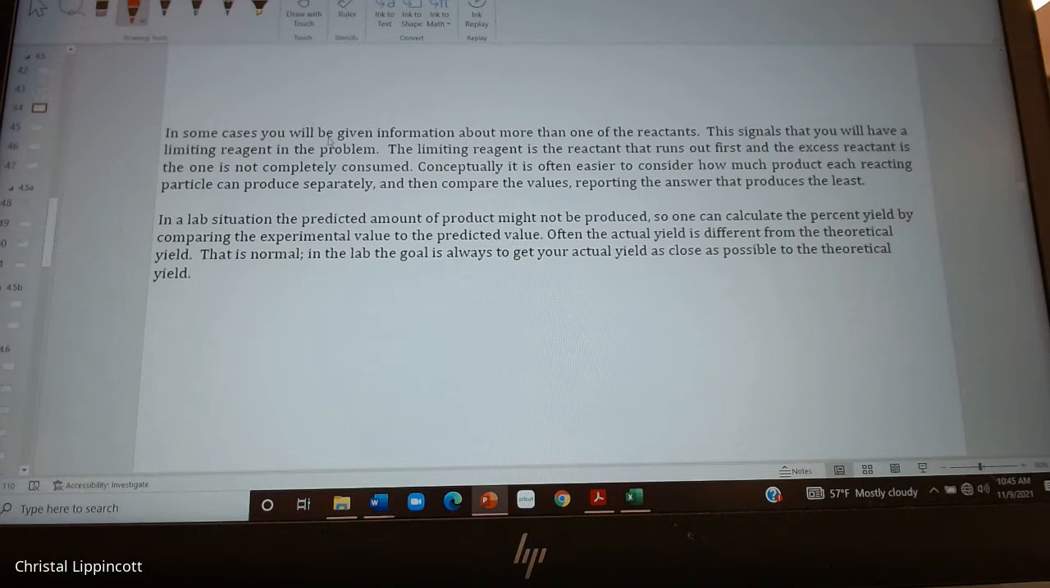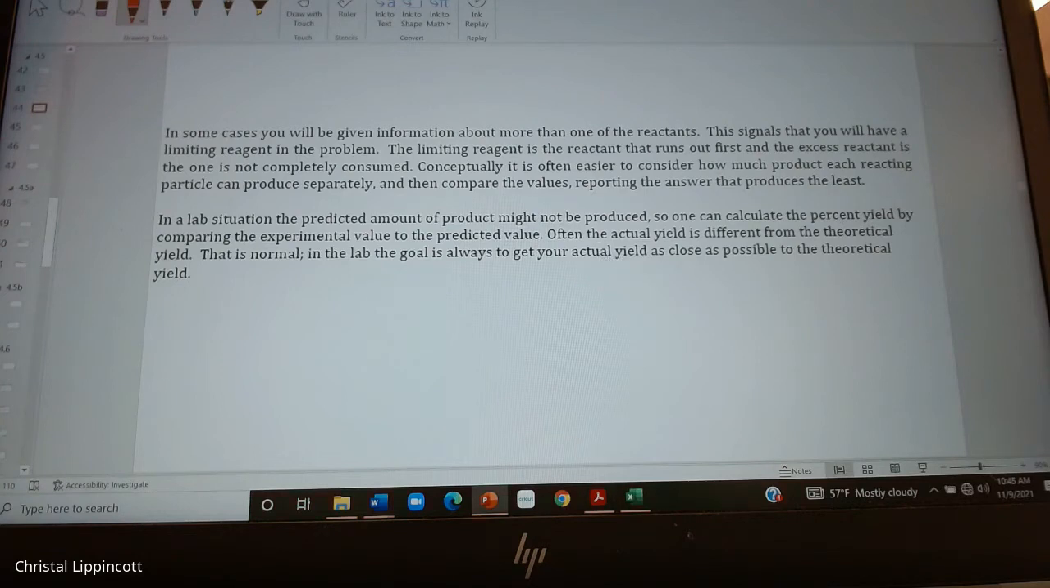So in some cases, you are given information about one of the reactants, and they're going to tell you automatically that that one is the limiting reactant. In other cases, though, you have to do the calculation, determine which one's going to be the limiting reactant, and then the other one's going to be excess. Sometimes they'll even ask you how much of the excess remains. In a lab situation, you're going to be predicting how much product might be produced, but sometimes that doesn't actually happen. You don't get as much as you think you should. And so that's going to be your percent yield. And we'll talk about calculating all of those today in some of our sample problems.